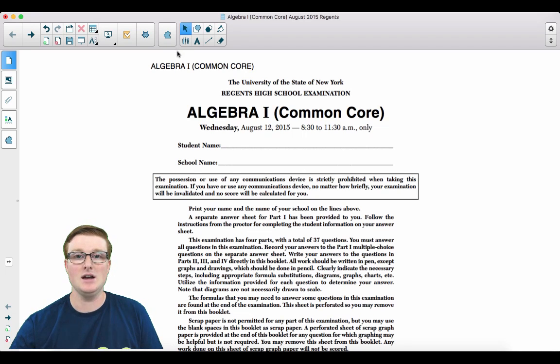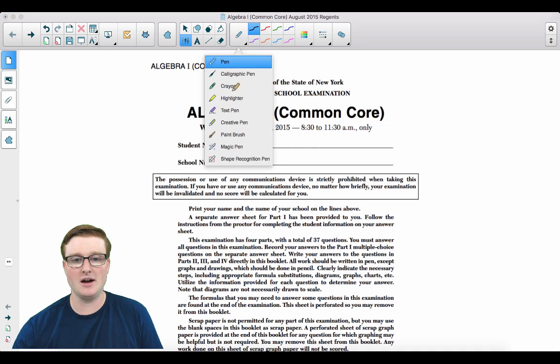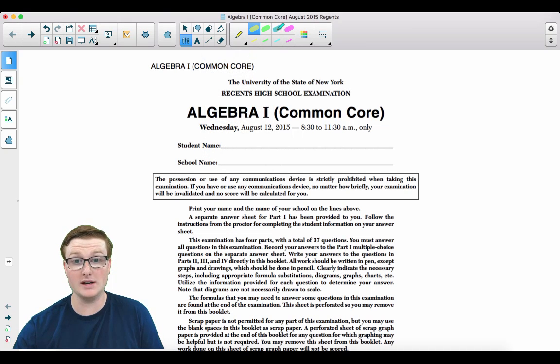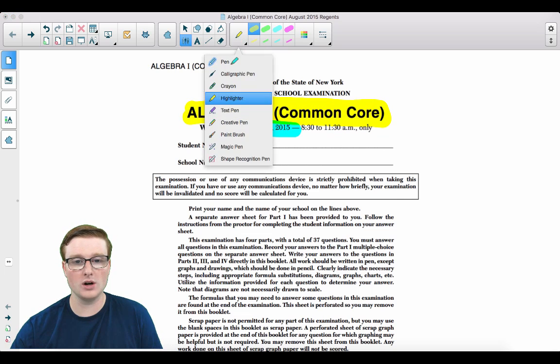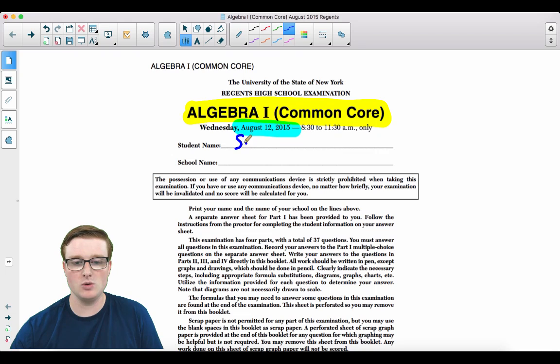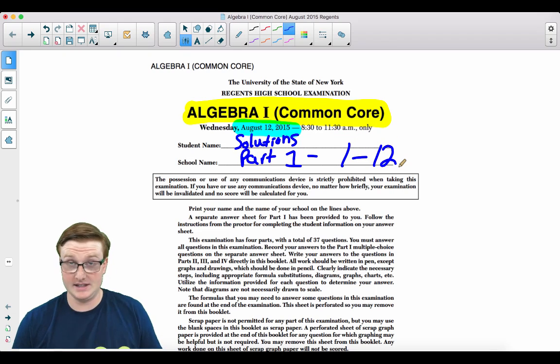This is the August 2015 Algebra 1 Common Core Regents exam. So, welcome everyone to the solutions for this examination. Today we're going to be doing part 1, which is multiple choice, questions 1 through 12 of this examination.